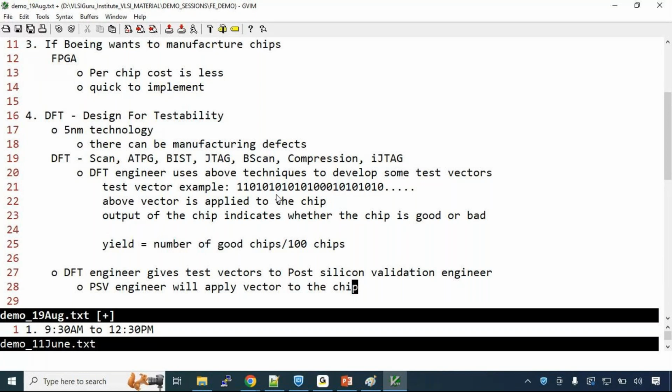So what is the role of a post silicon validation engineer? He is the one who does the actual testing. Who gives the inputs to him? The DFT engineer. What inputs does he give? Test vectors. Why is it called a vector? A series of ones and zeros is called a vector. In VLSI terminology, 10110 is called a vector. Since it is used for test purposes, it's called a test vector. Okay, so that is about DFT.